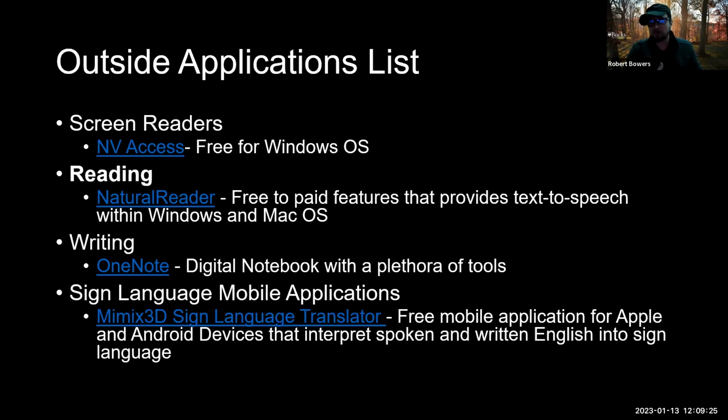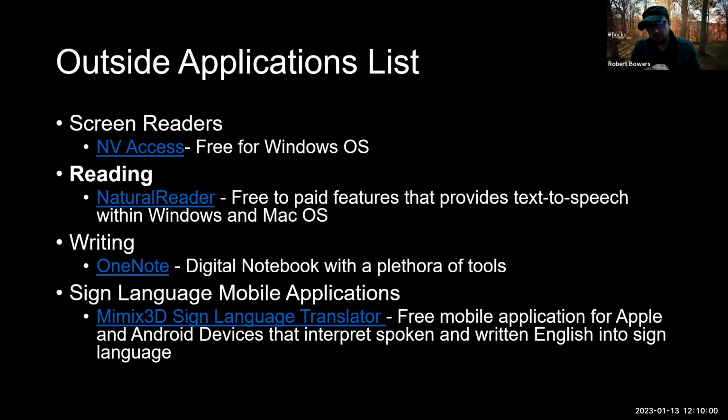For reading, there's Natural Reader, which is free to paid features that provide text-to-speech within Windows and Mac operating systems. Since it's based on the browser, they can access this on any platform at their leisure. Writing, for instance, we have OneNote. Everyone that has Office 365, faculty, staff, and students, have access to OneNote. It's a digital notebook with a plethora of tools. And as we get more into this session, Deborah's going to get a little bit more into the immersive reader, which is another tool Microsoft provides within their cloud.